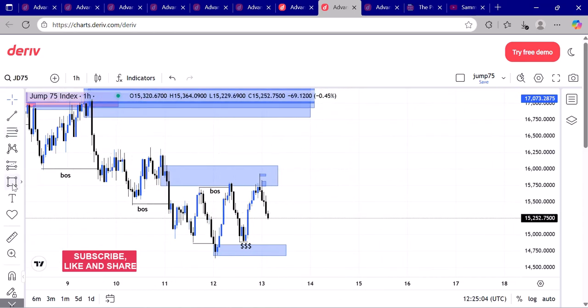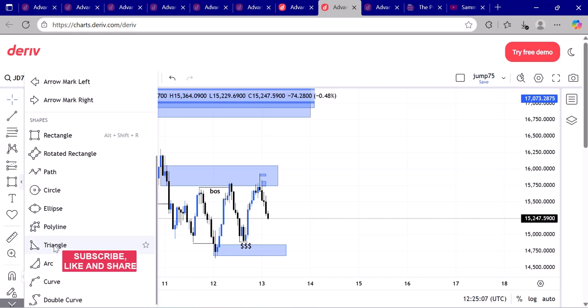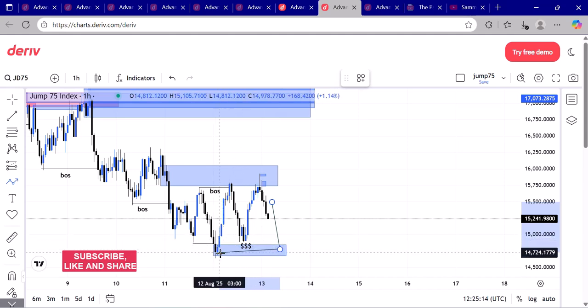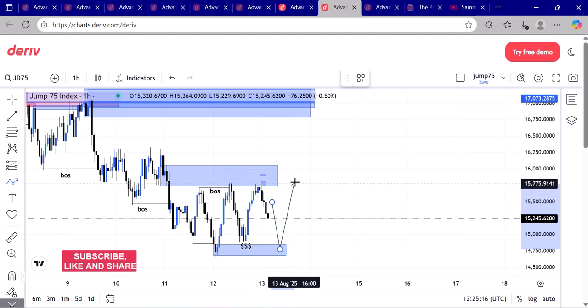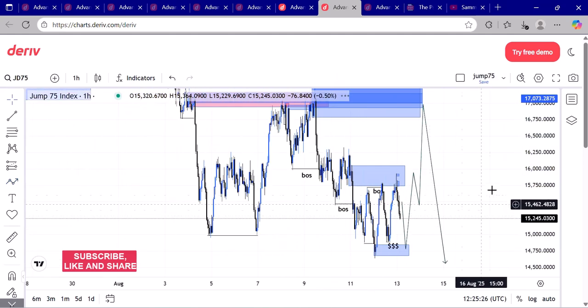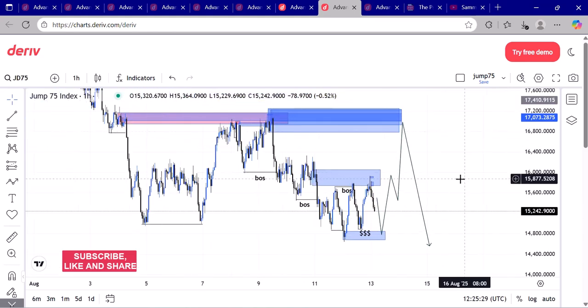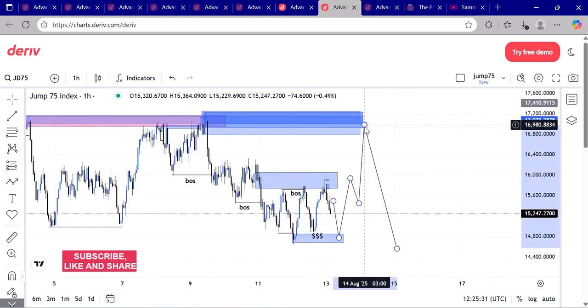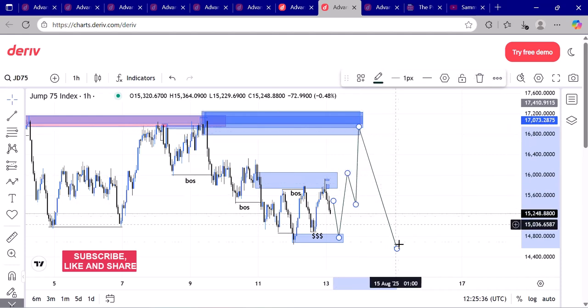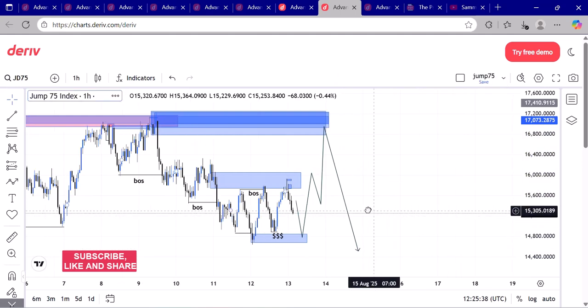Okay, so this is it in summary. Price coming in and tap into the zone, taking out this low. This is our demand zone, and then does something like this, probably get into our main zone and then sells off. So this is what we are looking at majorly.